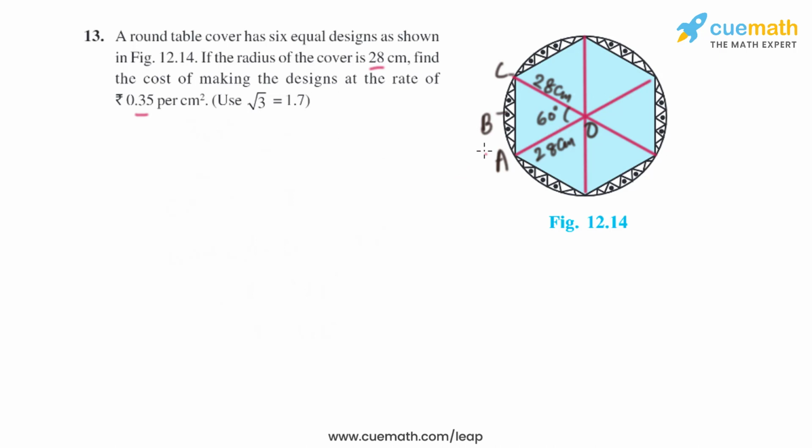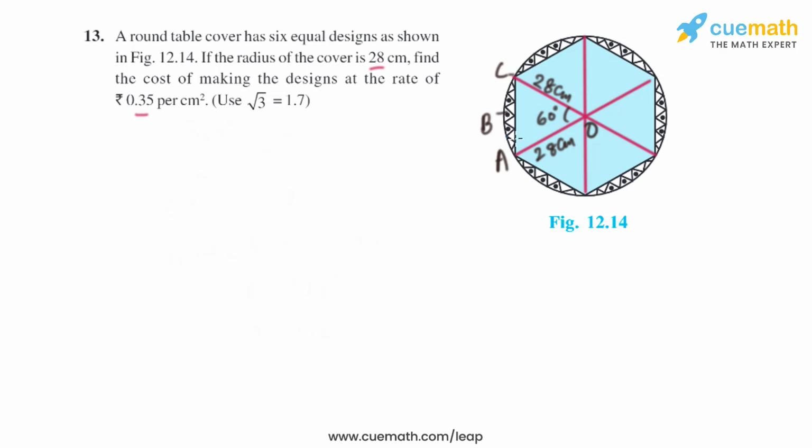So as it is given in the question that all the 6 designs are equal, so if we find the area of one of the designs, we can simply multiply it with 6. We can find the area of one of the designs by finding the area of the sector OABC, and we can subtract the area of triangle OAC from it. We'll get the area of one of the designs. Then we can simply multiply it with 6 to find the area of all the 6 designs.